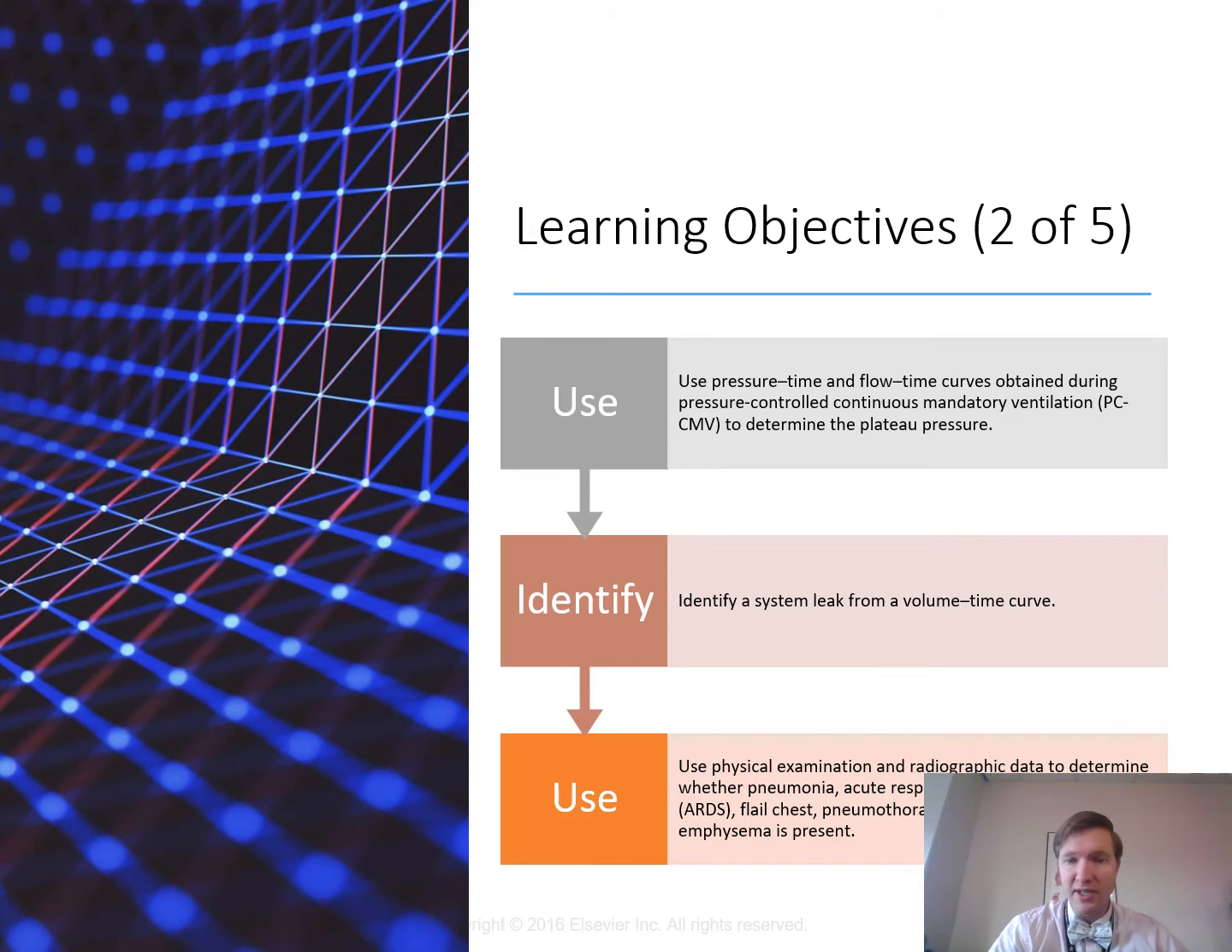All right, we're going to use pressure time curves. We're going to look at how we look at some of the graphics here. And then we're going to look for different things like leaks as well, being able to identify a leak in the circuit. And then making sure that we're looking at things like pneumonia, ARDS, right? Filled chest, pneumothorax. We're going to look at our physical examination of this patient and how that interacts with the ventilator.